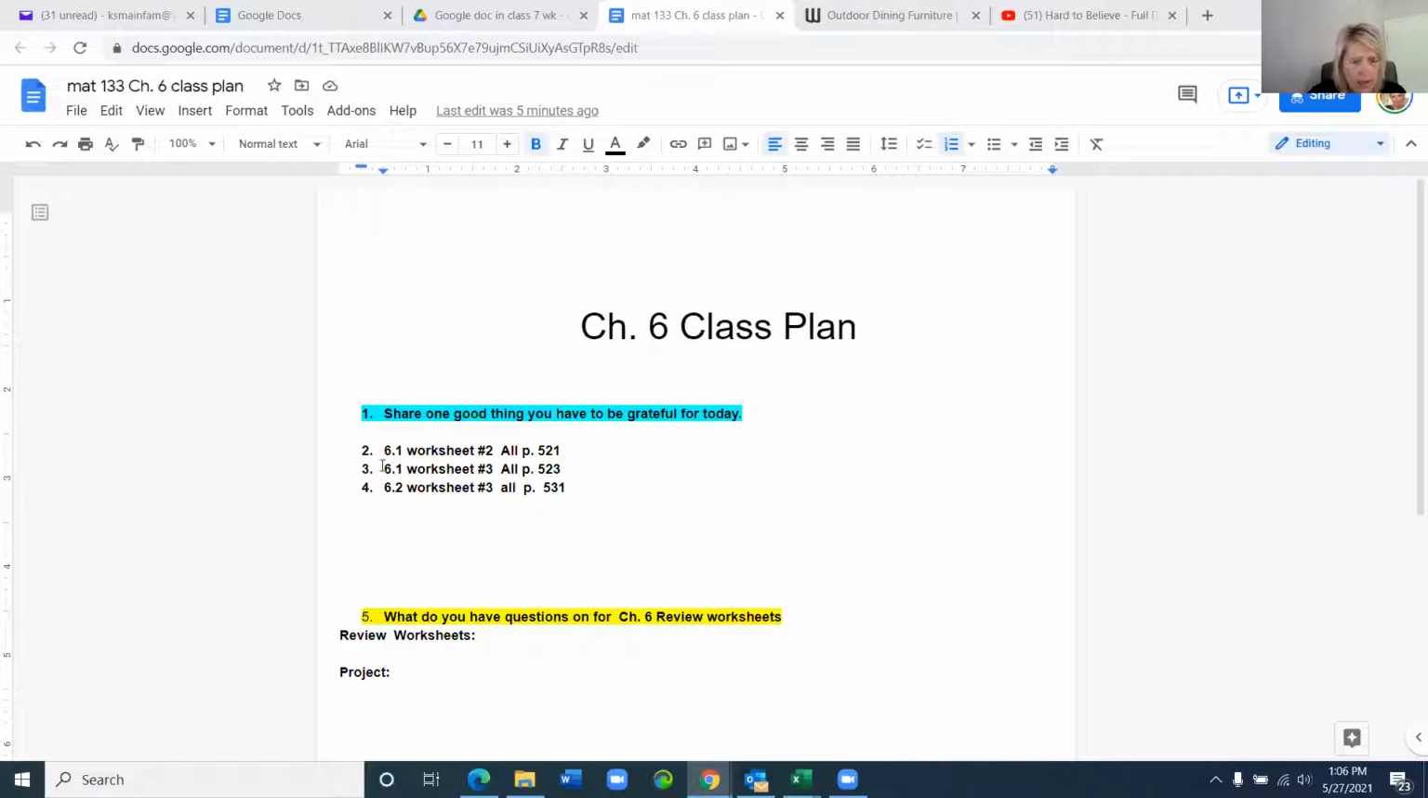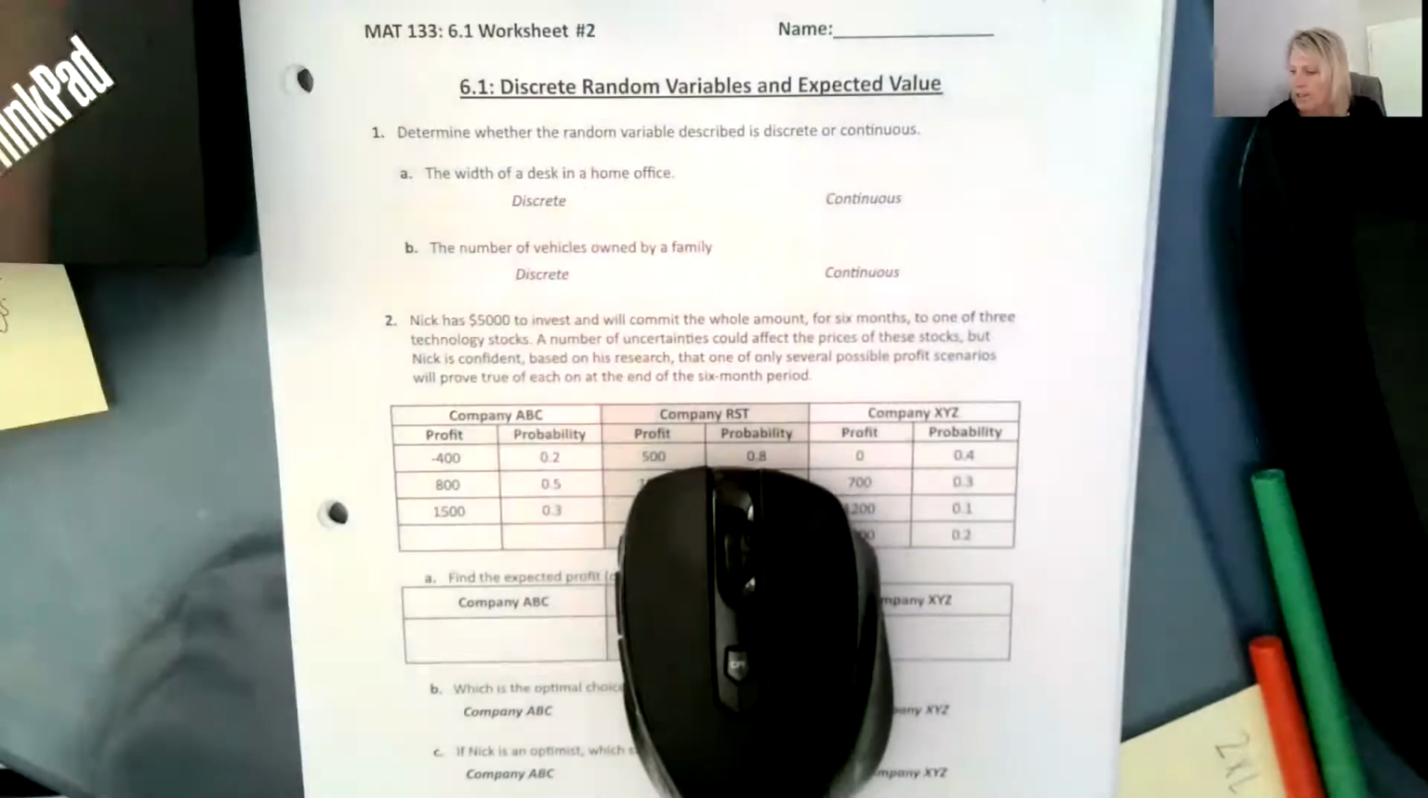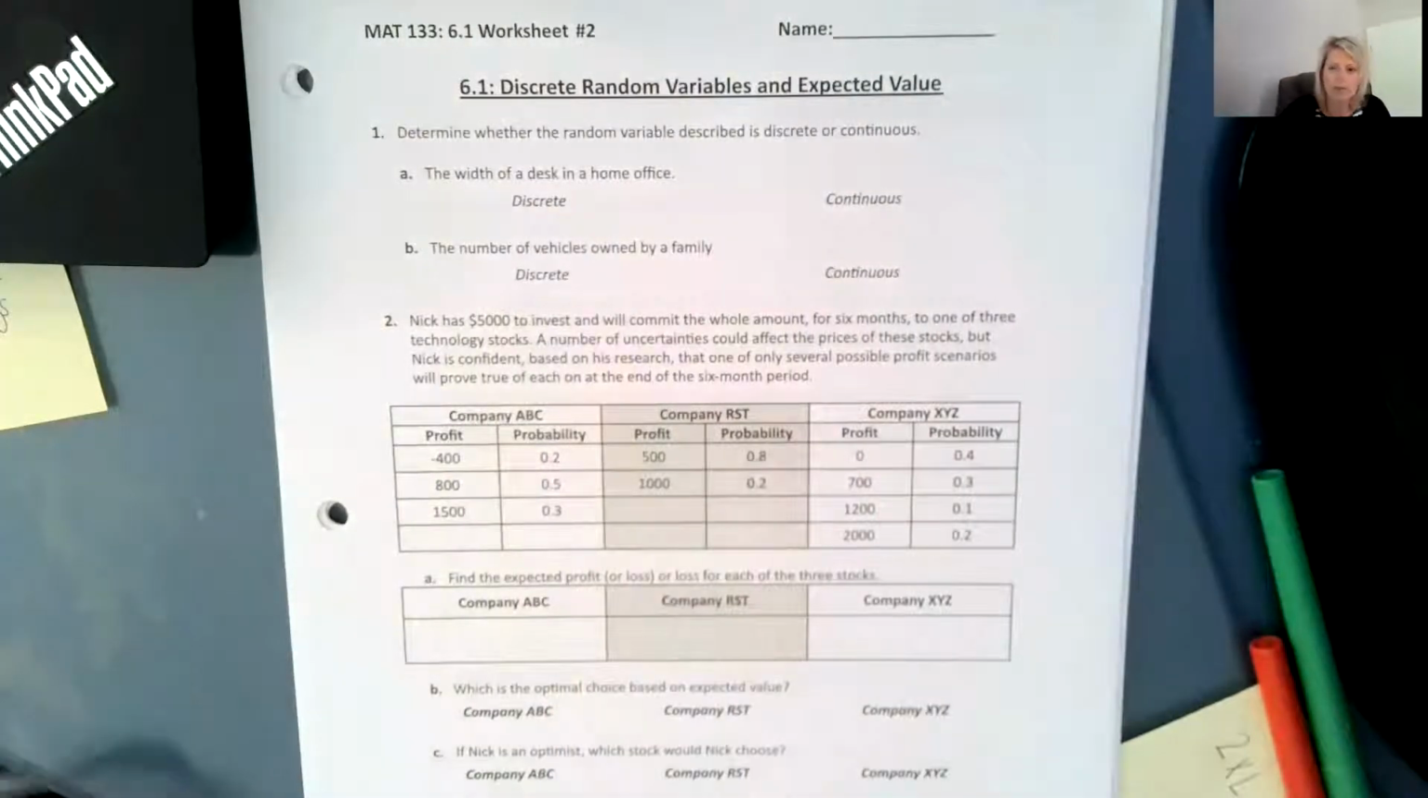So we're going to start with 6.1 worksheet number 2, actually on page 521. And I'm going to switch to my paper here. And there it is. So chapter 6, we're still talking about probability, but now we're talking about discrete random variables. Discrete meaning, kind of going back to chapter 1, outcomes that have to be whole, right? So a whole cell phone or a whole computer or a whole person or a whole car. And so that's what we're going to deal with in chapter 6.